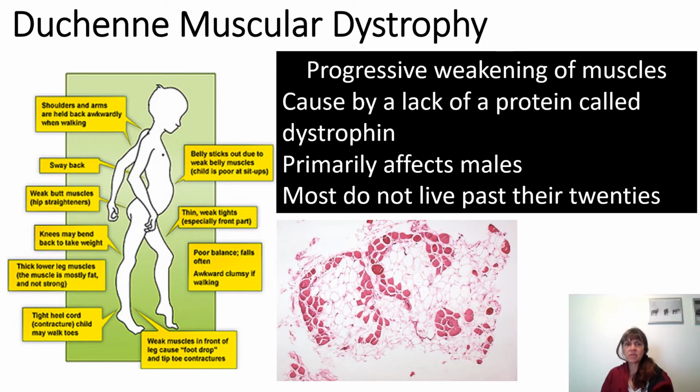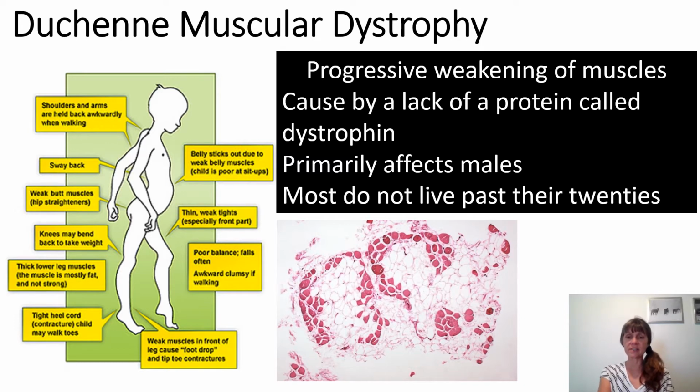So imagine Duchenne's muscular dystrophy as the myofibrils contracting inside the skeletal muscle fiber. However, no true shortening is occurring in that muscle fiber because the dystrophin protein that normally anchors the myofibrils was just not built correctly. This is going to cause progressive weakening of the muscles and is a hereditary disorder that primarily affects males. Most do not live past their 20s.